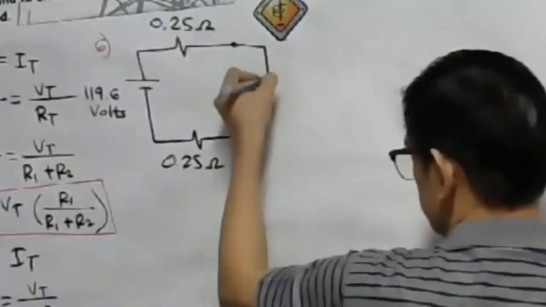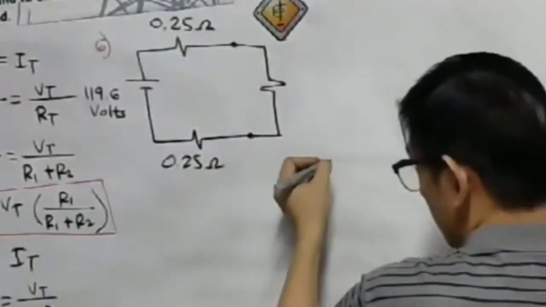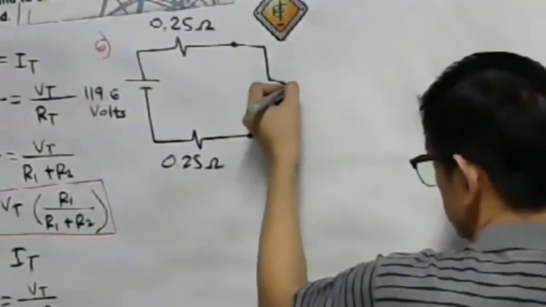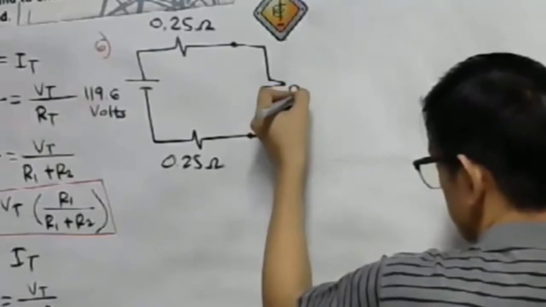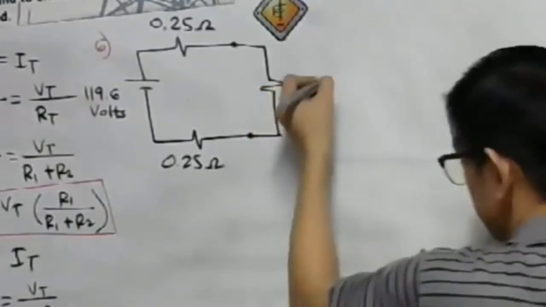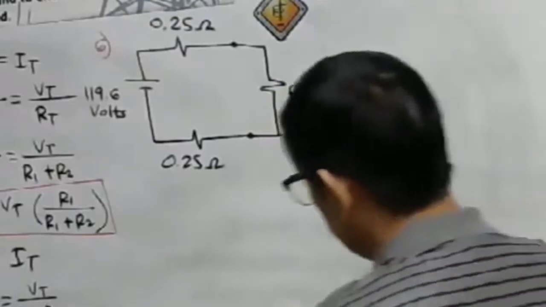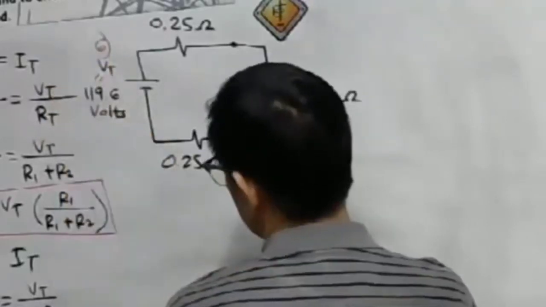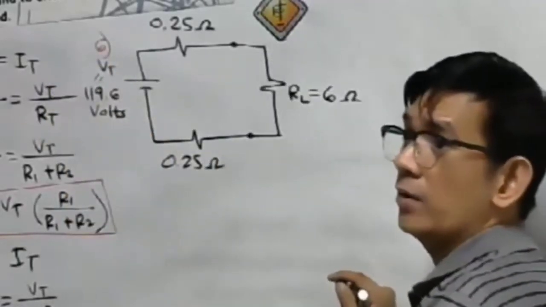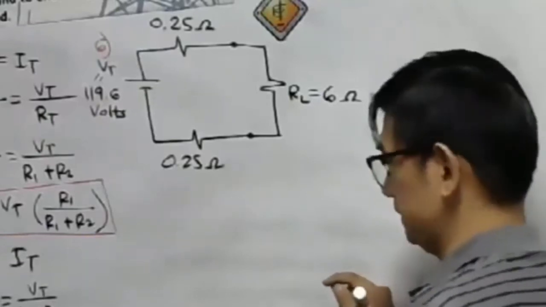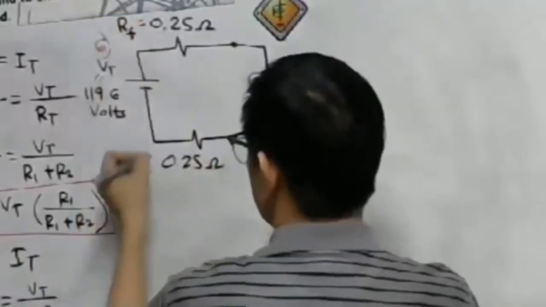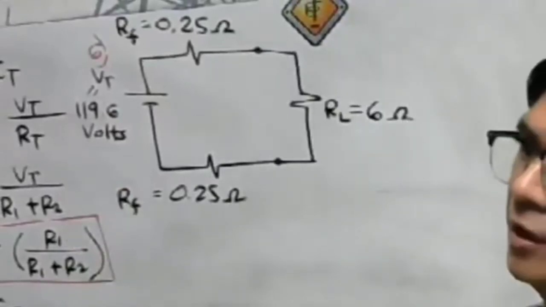So put here the load resistance, 6 ohm. So we say this is our RL, 6 ohm. This is our total voltage. Okay. Then we have our feeder resistance. Let us represent this as our RF. So we have two RF, by the way. So what is the question?